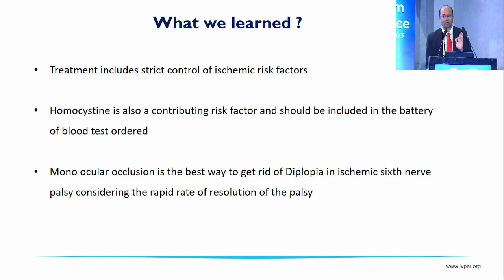So we need to keep in mind to add this particular investigation as a part of the systemic evaluation. Monocular occlusion is the best way to get rid of diplopia in ischemic sixth nerve palsy, considering the rapid rate of resolution of ischemic palsies most of the time.